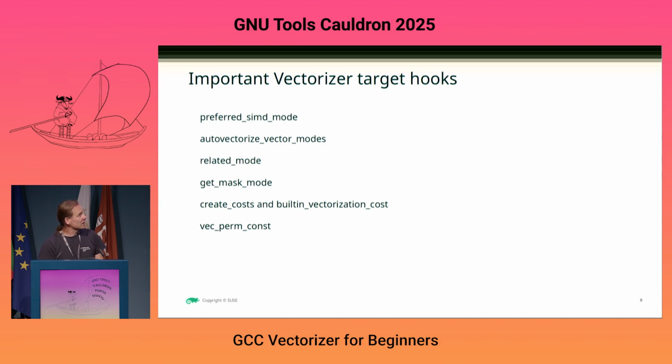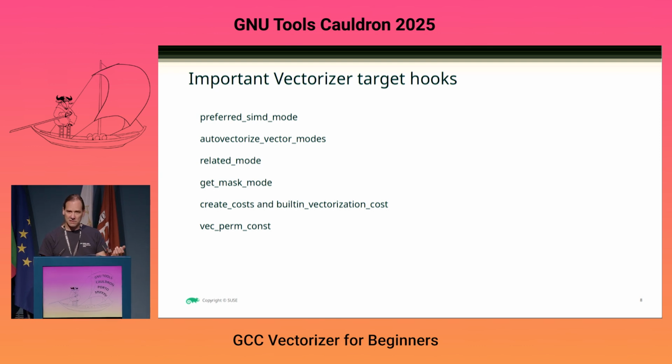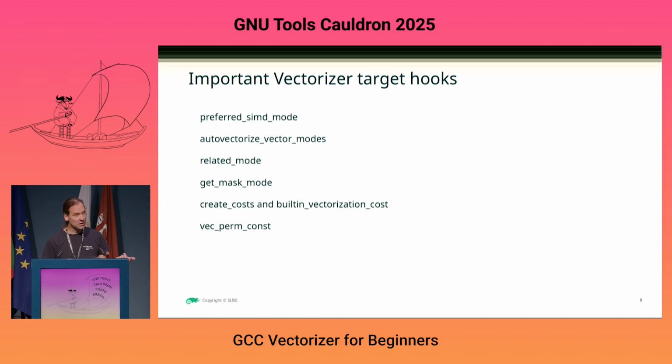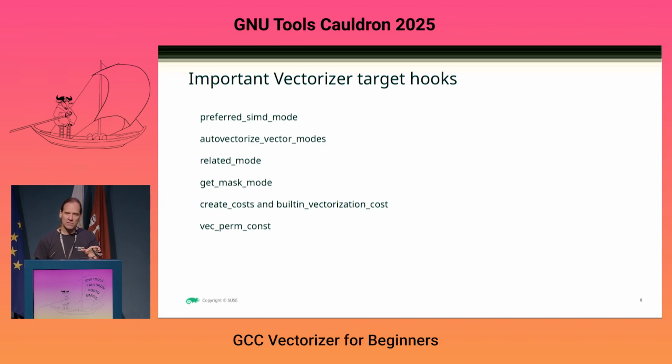The other important hook is for when your target can do masking on vector operations, for example even just a masked load or a masked store. Then you need to implement the get mask mode hook, which, for any vector data mode, has to return an appropriate mode to be used for masking of operations on that mode.